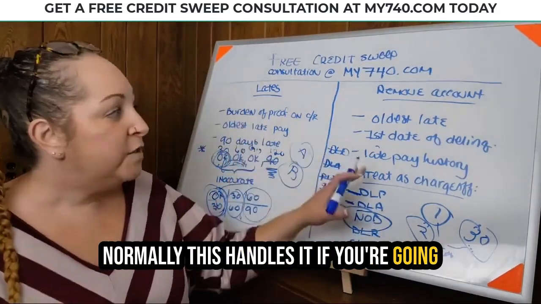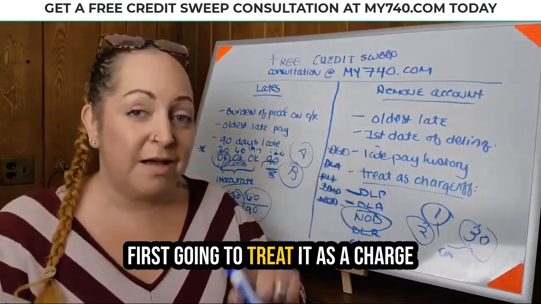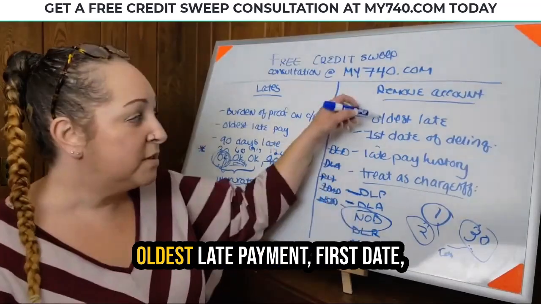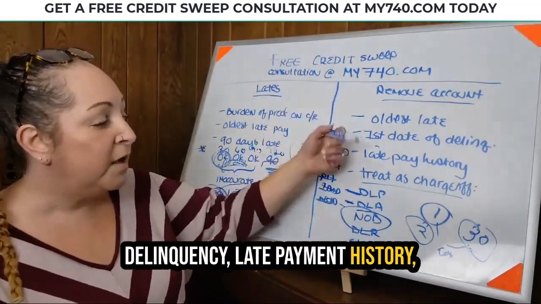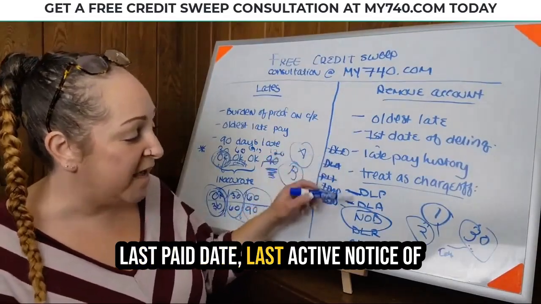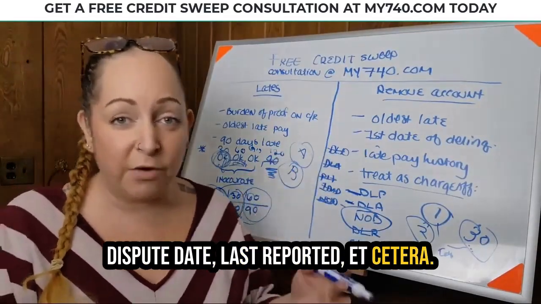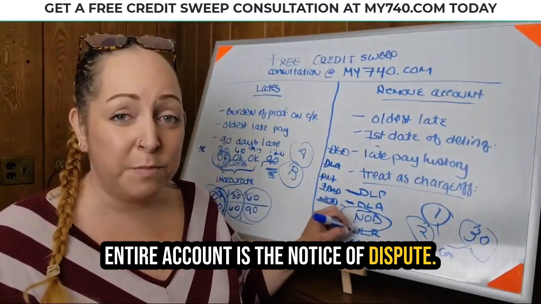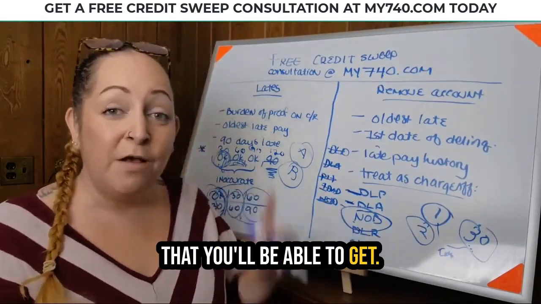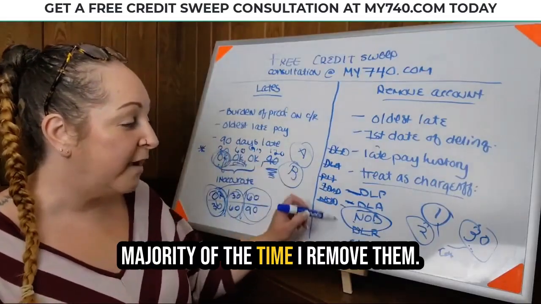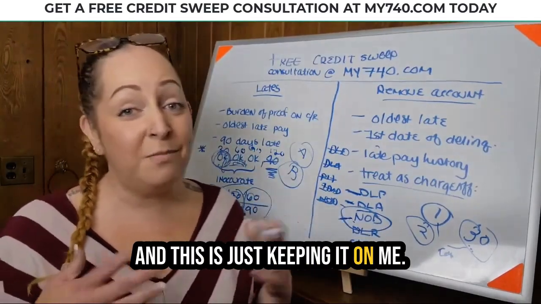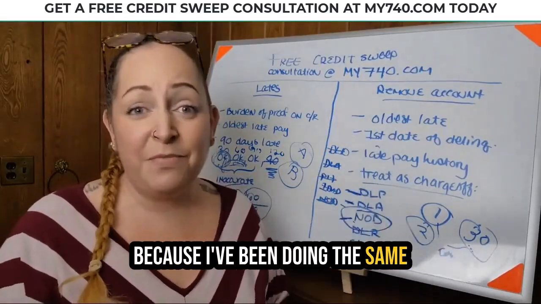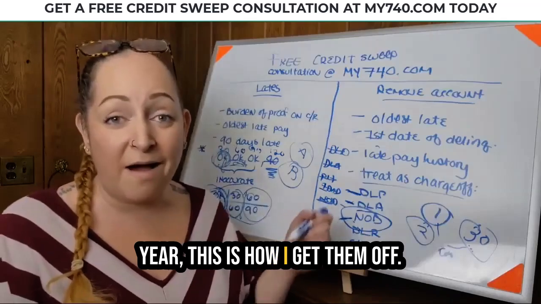Normally this handles it. If you're going to remove the account, you are not first going to treat it as a charge off, meaning going down the hierarchy, you are actually first going to go after the payment history. Oldest late payment, first date of delinquency, late payment history, and then treat it as a charge off with the last paid, date last active, notice of dispute, date last reported, etc. And again, the key to removing the entire account is the notice of dispute. There's many violations that you will be able to get by disputing these things, but the majority of the time I remove them, and this is just keeping it on me. I don't know, nor do I care what other people do, because I've been doing the same thing, just getting better every year. And this is how I get them off.